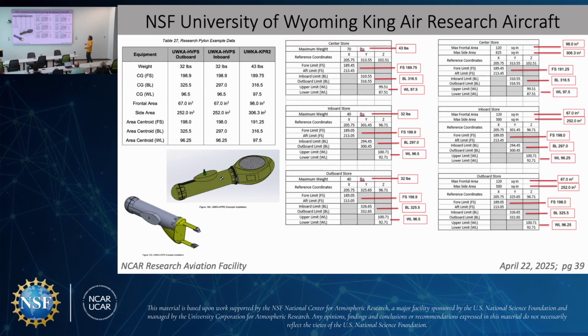So if we, for instance, take an instrument such as our KPR radar, and we want to mount that in the center location, we can see, okay, this is the weight, this is the CG in the aircraft coordinate system, this is the maximum frontal area and the maximum side area. And we come across these charts and we say, okay, this is what our limits are, and this is what we have for the KPR, and it fits within all of those limitations.